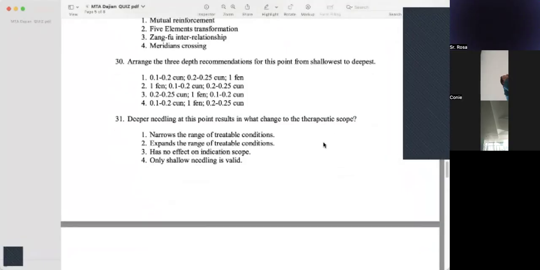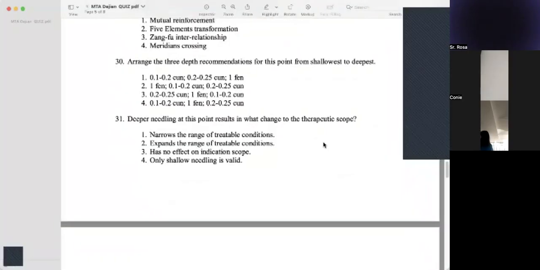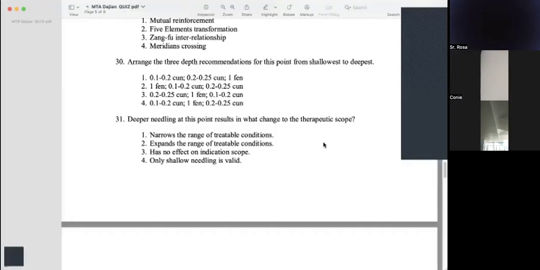Arrange the 3 depth recommendations for this point from shallowest to deepest. Saan dito ang shallowest? Yung fun ang pinakamaliit. So, one fun. Point 1 din yun eh. So what's the answer? Number 2. Okay. One fun. Number 2.